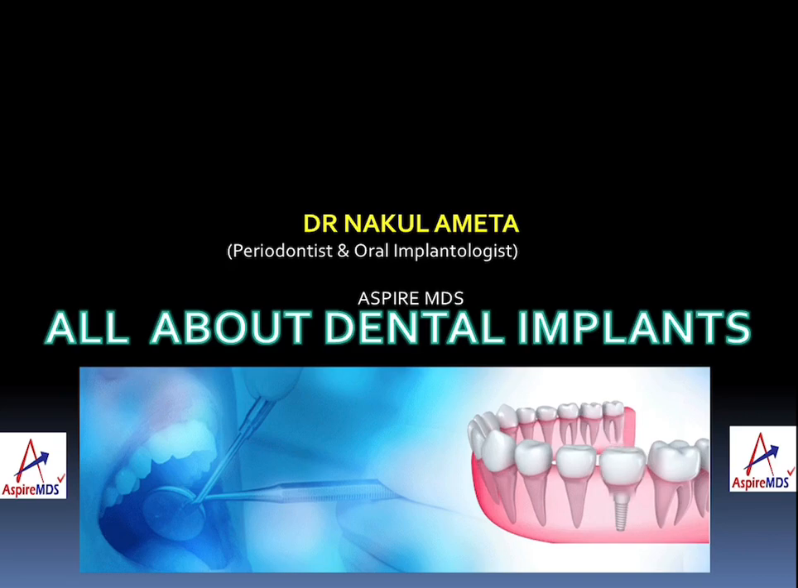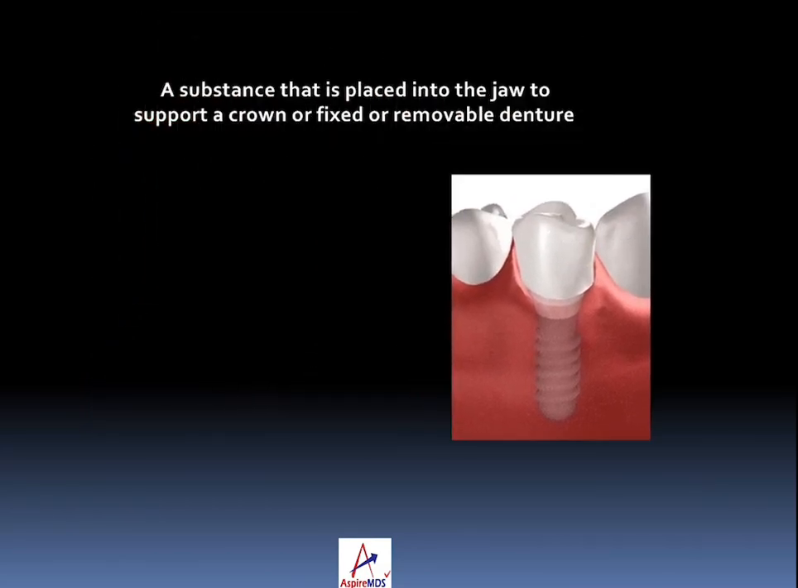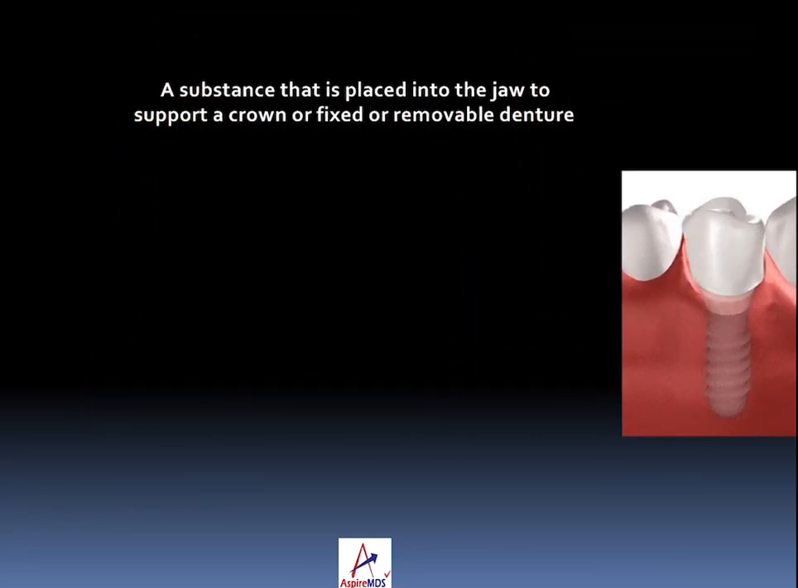So let's start with what an implant is. Any body part which is replaced with a prosthetic component anywhere in the body is an implant. But when I talk about a dental implant, it is a substance that is placed into the jaw to support a crown or a fixed or removable denture.